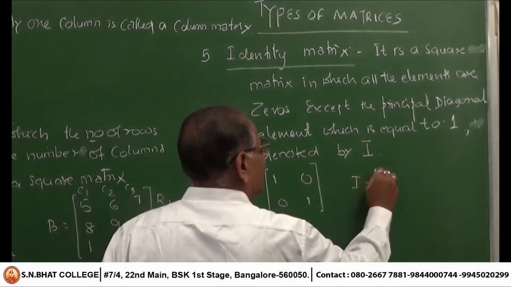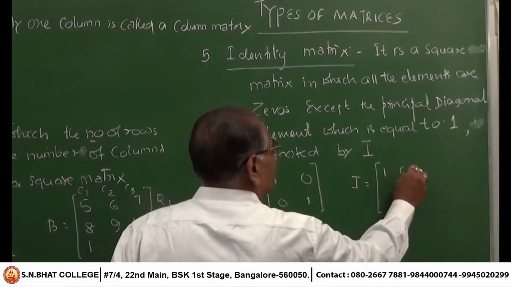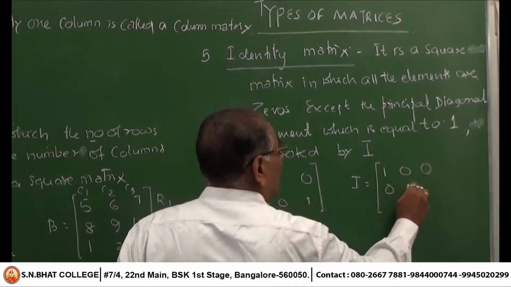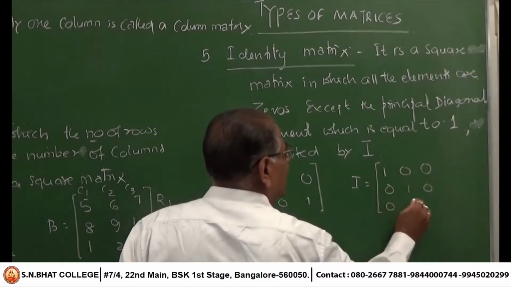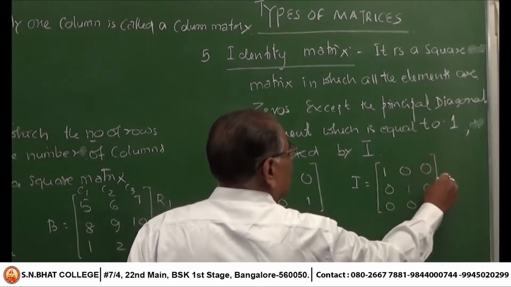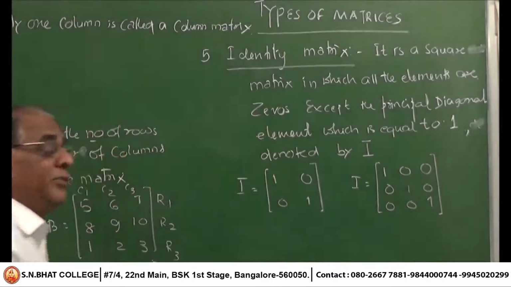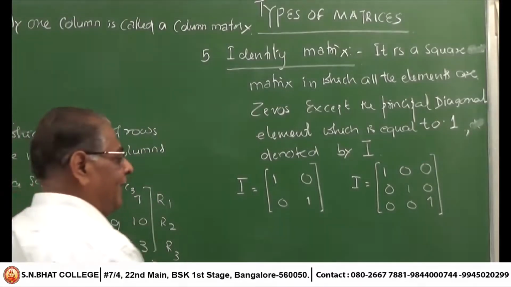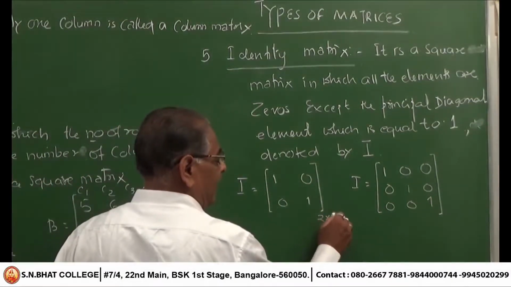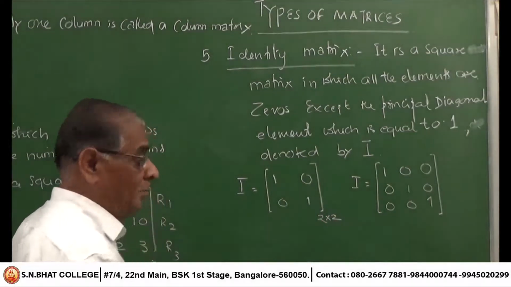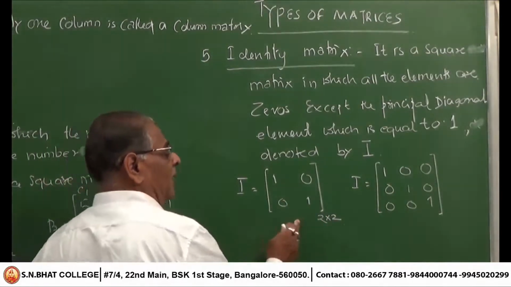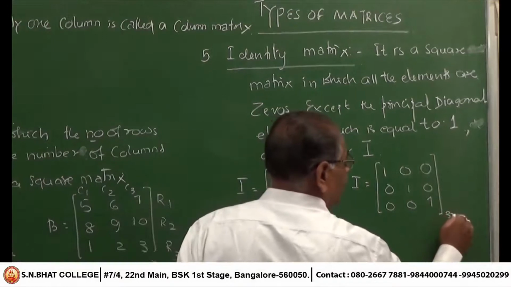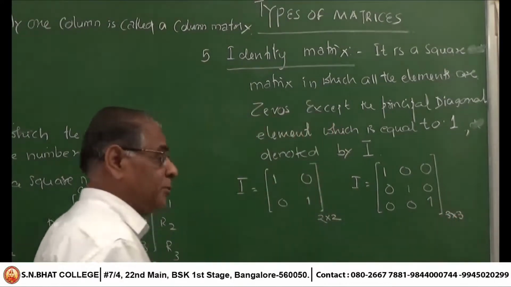Second one is 1, 0, 0, 0, 1, 0, 0, 0, 1. These two are the examples for an identity matrix. It is a square matrix, which means the number of rows and columns must be equal.